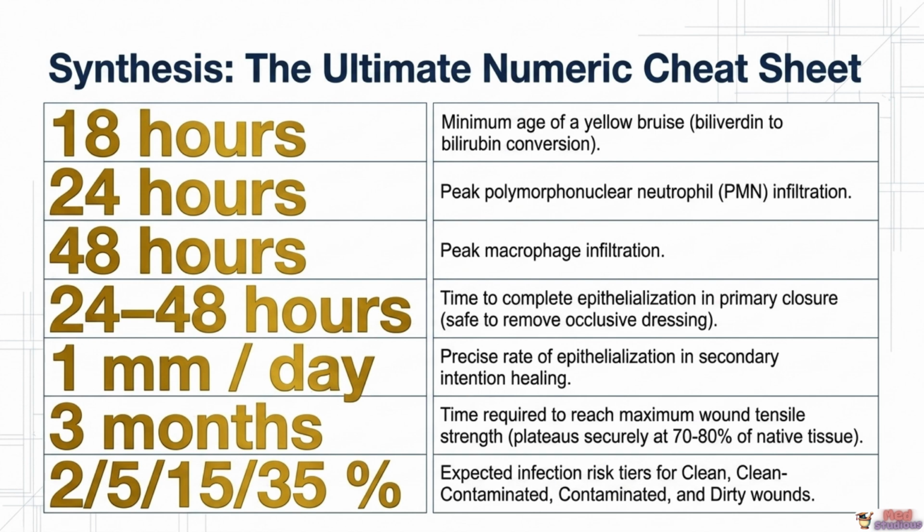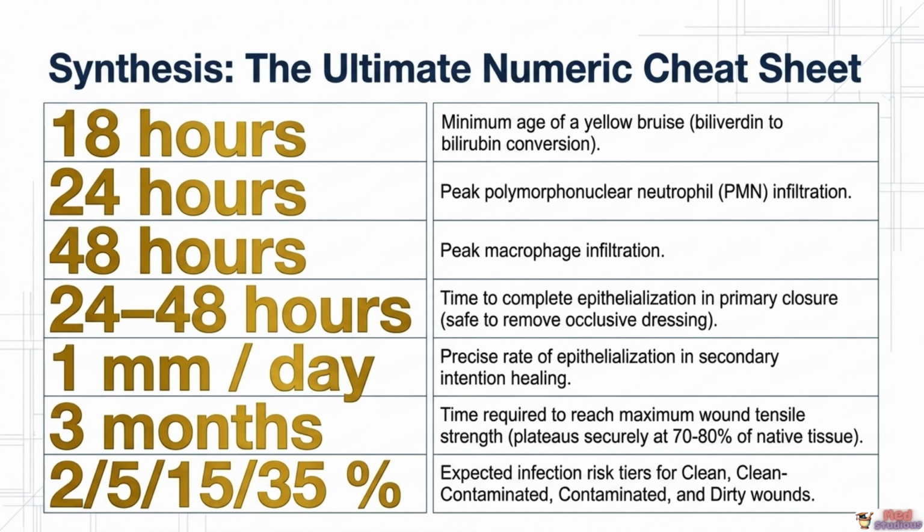24 hours, the time to peak polymorphonuclear neutrophil infiltration in a fresh wound. 48 hours, the time to peak macrophage infiltration, marking the transition from inflammatory to proliferative healing. 24 to 48 hours, the time to complete epithelialization under primary closure, which is also the safe window for removing the initial occlusive dressing. 1 millimeter per day, the precise rate of epithelialization in secondary intention wounds, advancing from the wound edges inward. This number is tested in questions asking about wound tracking and expected healing timelines.